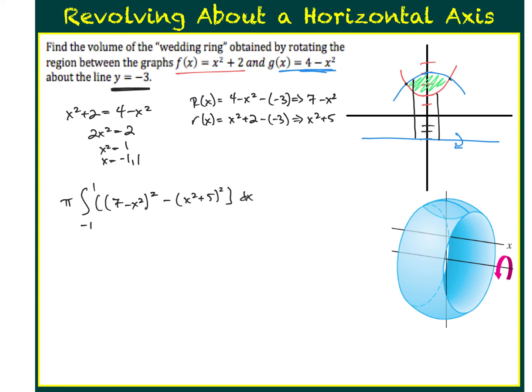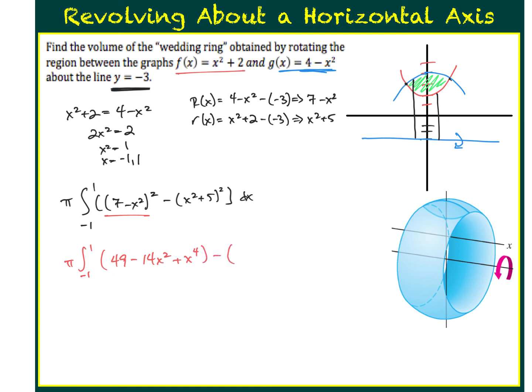It's the 4-letter F word. What do we have to do? We have to FOIL. There's no other way around it. I know, it kind of sucks. So now we have the integral from -1 to 1 with a pi out front. We're going to FOIL this 7 minus x squared. What's my first? 7 times 7 is 49. Minus, what do my middle terms go to? Minus 14x squared, and then plus x to the 4th.